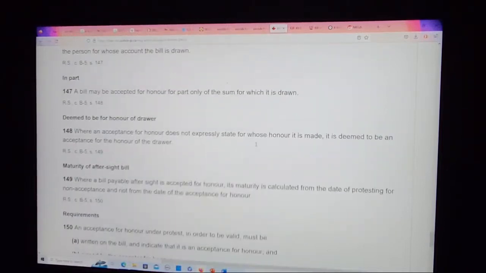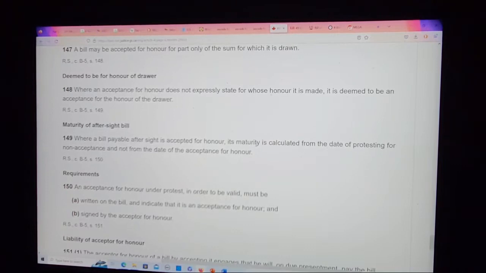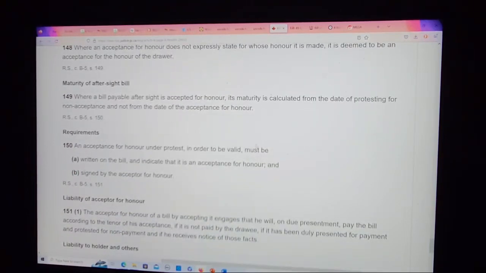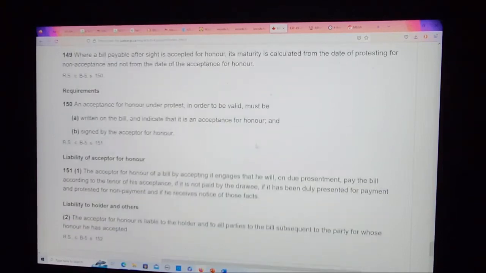2. A bill may be accepted for honor for part only of the sum for which it is drawn. Deemed to be for honor of drawer. 148. Where an acceptance for honor does not expressly state for whose honor it is made, it is deemed to be an acceptance for the honor of the drawer. Maturity of after sight bill. 149. Where a bill payable after sight is accepted for honor, its maturity is calculated from the date of protesting for non-acceptance and not from the date of the acceptance for honor.